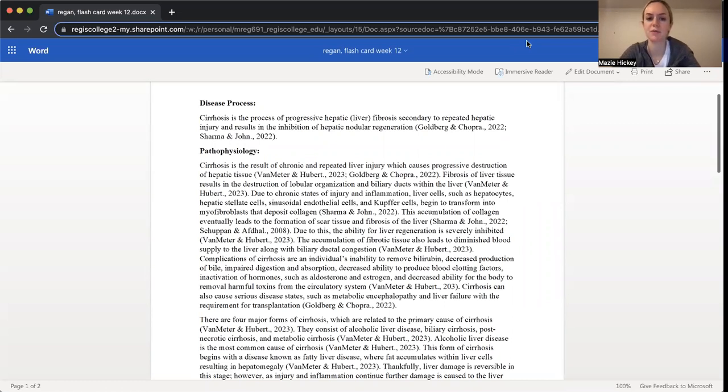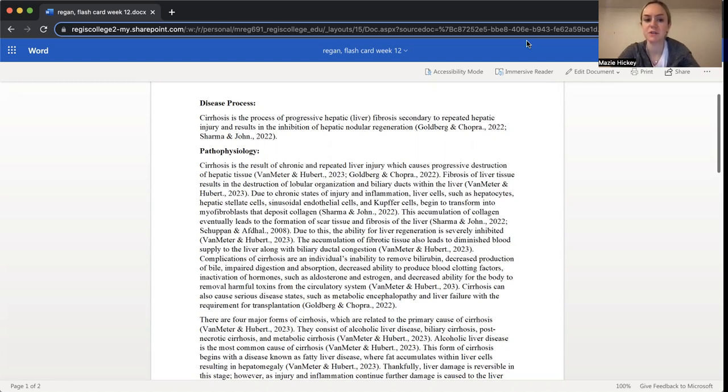Today, I'll be talking about cirrhosis. Cirrhosis is the process of progressive liver, or hepatic, fibrosis secondary to repeated hepatic and liver injury, which results in the inhibition of liver nodule regeneration. Cirrhosis is a result of chronic and repeated liver injury, which causes progressive destruction of the hepatic tissue.